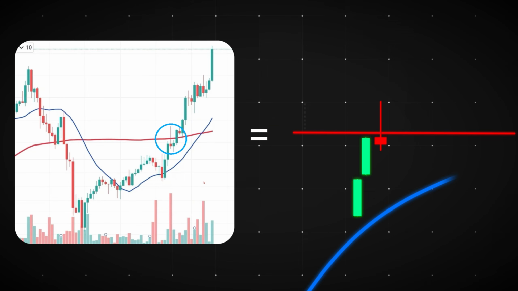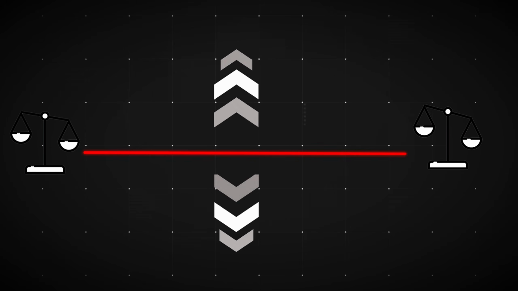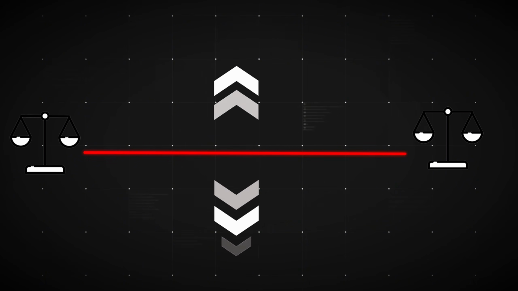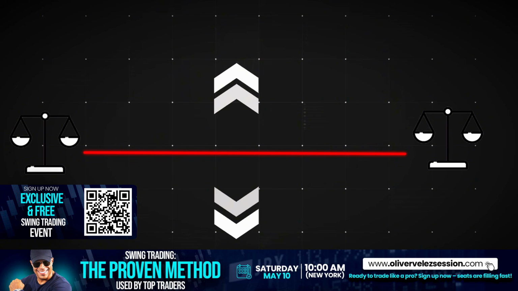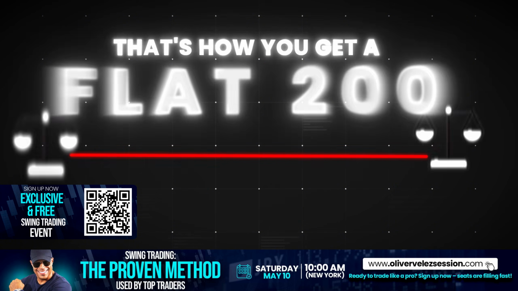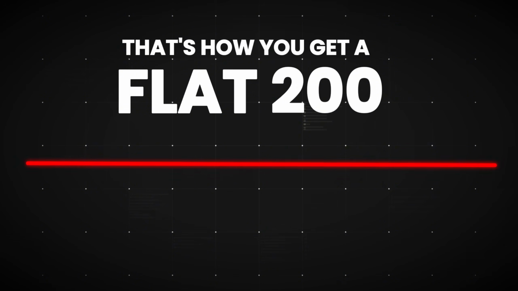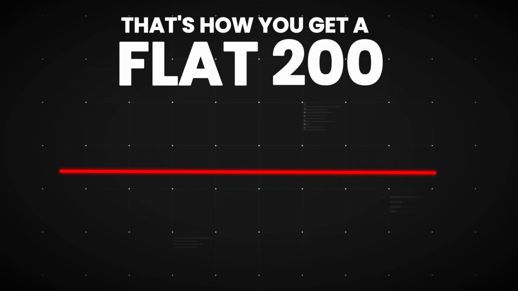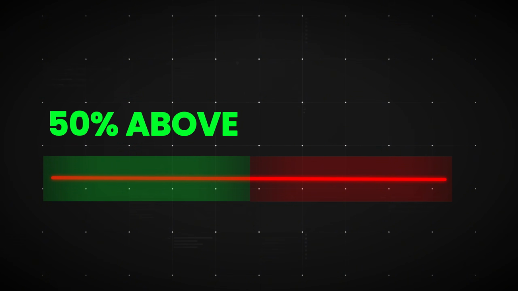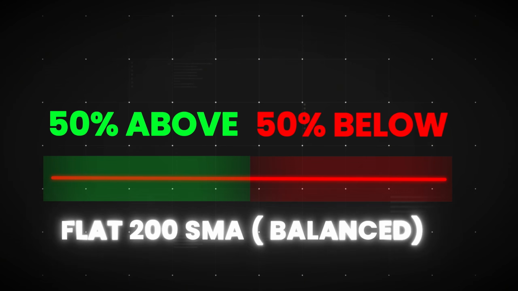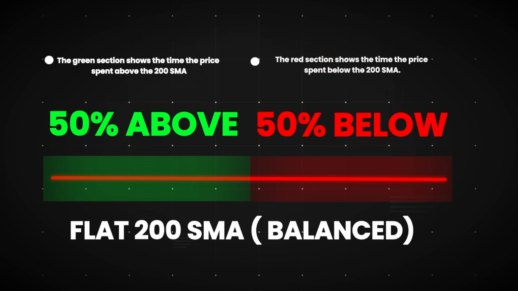Guys, in order to get a flat 200, you must have equal life above the 200 and equal price life below. Does that make sense? That's how you get a flat 200. About 50% of the stock's life in recent history was above the 200 and 50% of its life was below the 200. Okay, that's how you get a flat moving average, right? So your stock is basically neutral from a 200 perspective.